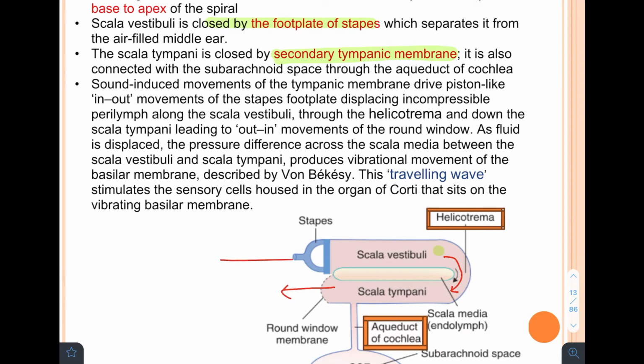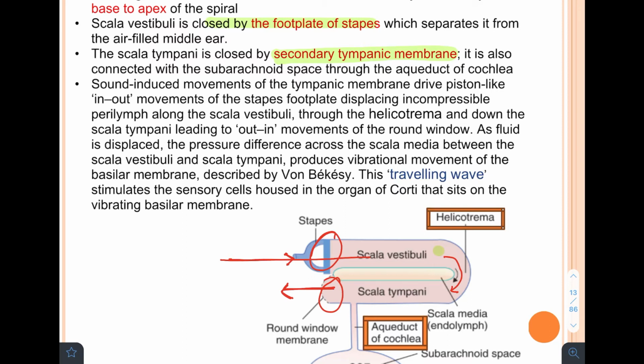So this is the in-out movement of the oval window, and this is the out-in movement of the round window. As the fluid is displaced, there is a pressure difference that forms across the scala media, which lies in between the two. Because of this pressure difference occurring between the oval window and the round window, it leads to a pressure difference in the scala media. And this leads to the production of the vibrational movements of the basilar membrane, which is described by von Békésy.